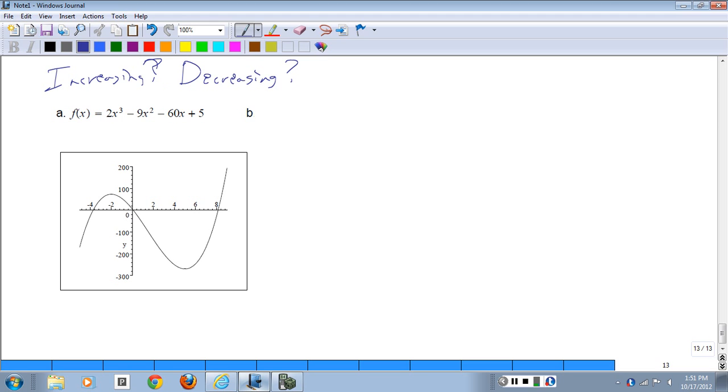So basically, we just find the derivative and we construct the first of many sign graphs that we'll do for these functions. We construct a sign graph for the first derivative, and wherever we see pluses on that sign graph, the function itself is increasing. Wherever we see minuses on that sign graph for f prime, the function is going to be decreasing. So, here goes.